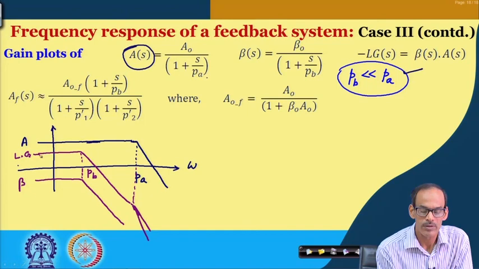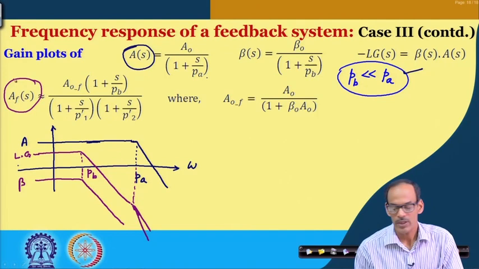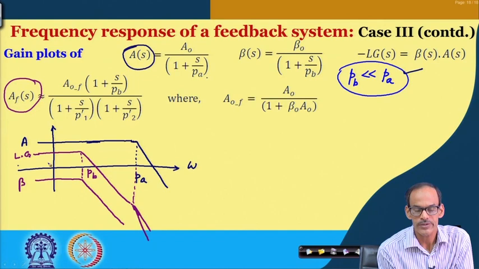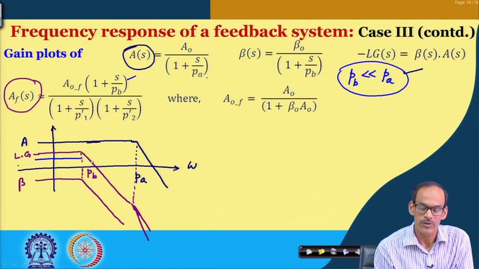And now, if I try to plot, say, AF, you will find very interesting information. AF, if I consider the low frequency region, is approximately 1 by beta naught. So, it continues here, and then it has a 0 here.